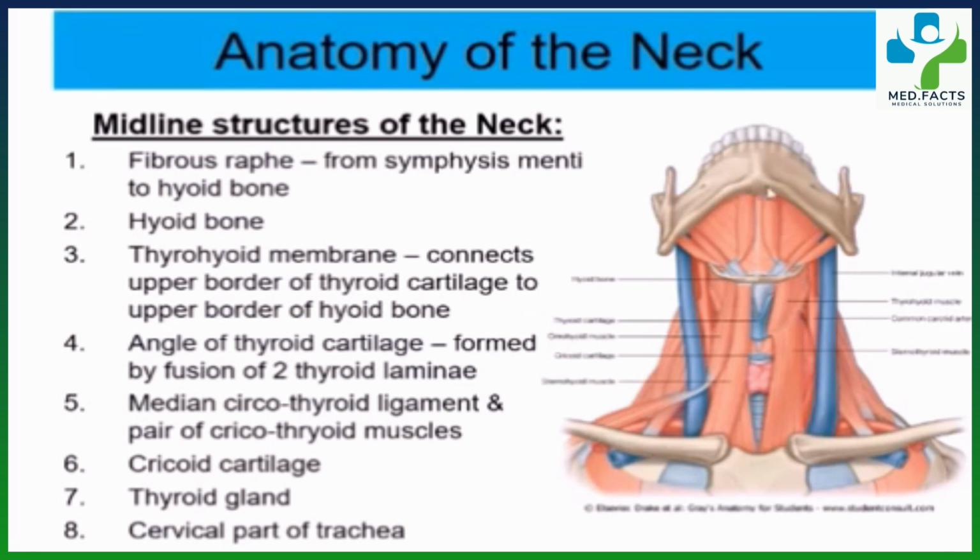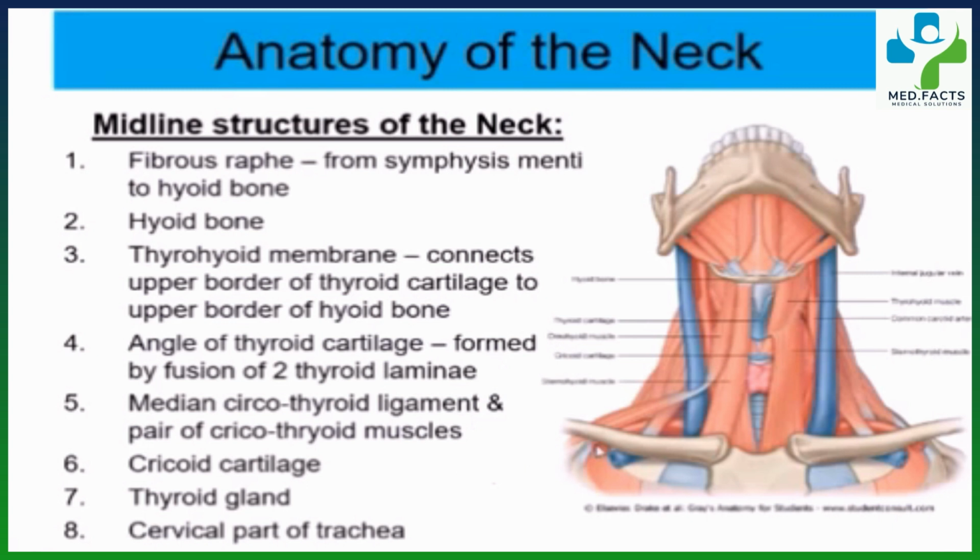This is the base of the mandible, and here is the symphysis menti. From there, this structure extends. This is a modified tissue, the fibrous tissue which extends from the symphysis menti up to the hyoid bone. So this is called the median raphe or fibrous raphe. The next structure is the hyoid bone itself, to which this raphe is attached. So this is the hyoid bone here, a very small bone which is present in the neck, which is freely mobile.